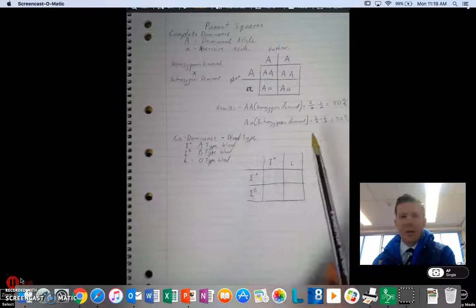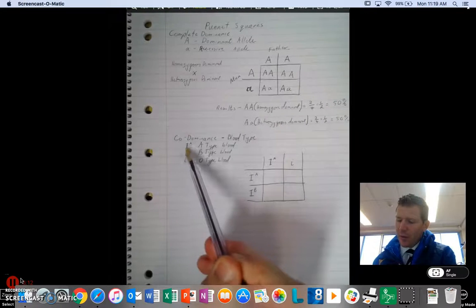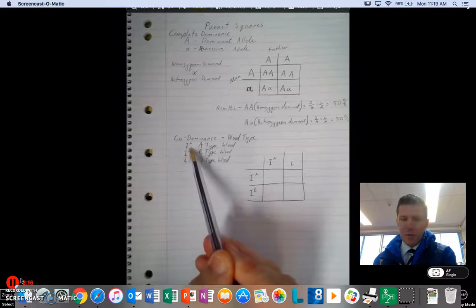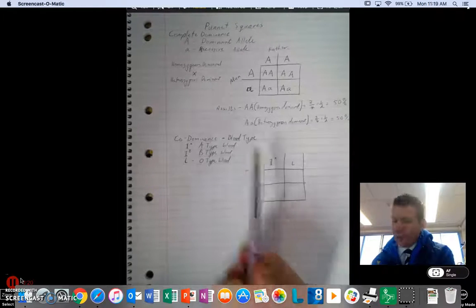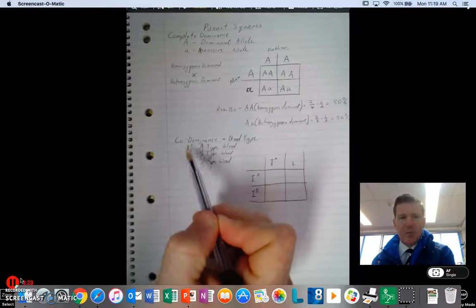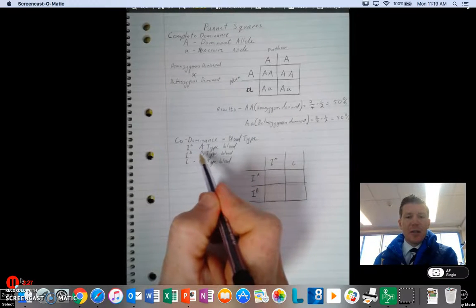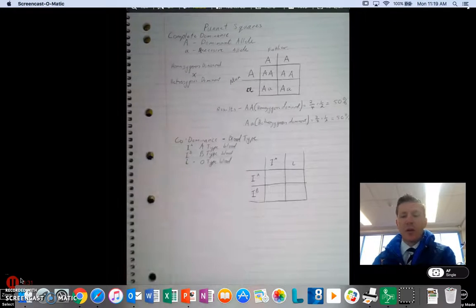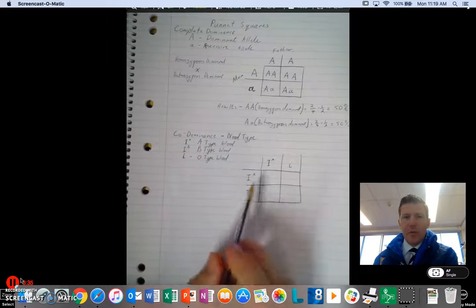In this one, we're going to talk about blood type. So I'm going to use capital I with a superscript A for A-type blood, capital I with a superscript of B for B-type blood, and then a little i for O-type blood. Now the reason why I put these two as capitals is because they're both dominant. They're as equally dominant as each other, but they're both dominant over O. Okay, so it's important.